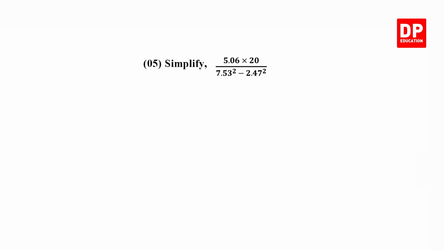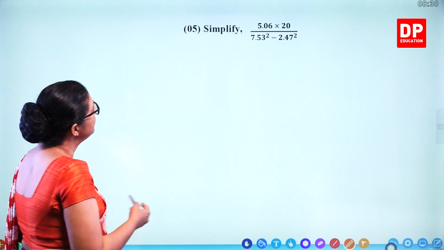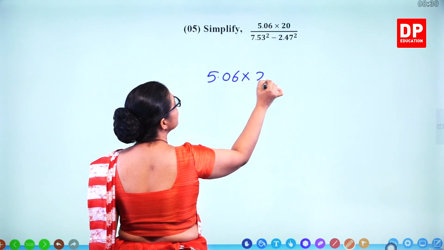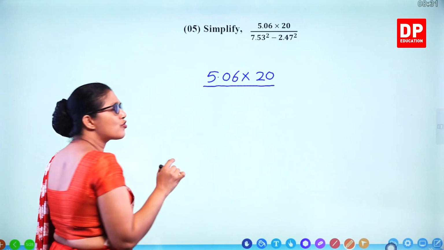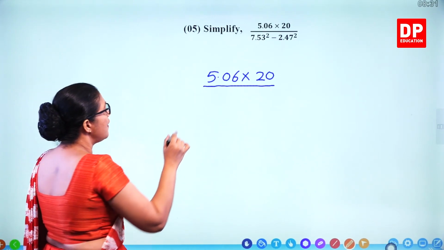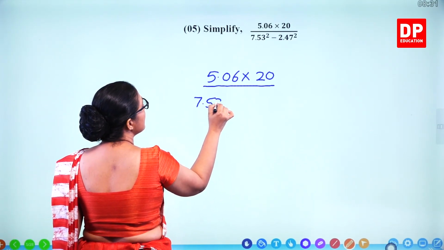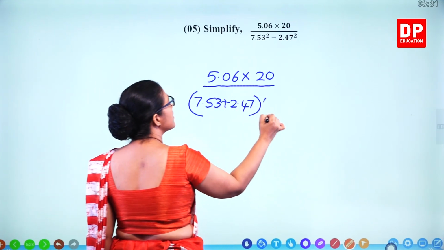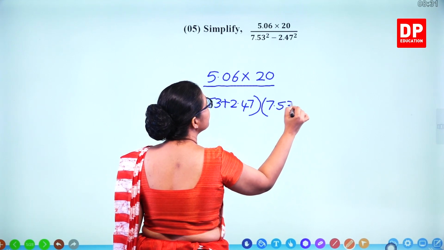Question number 5, simplify. So we'll do the denominator first. Difference between 2 square terms. How do you find that? You add it, and then the other factor is subtraction.